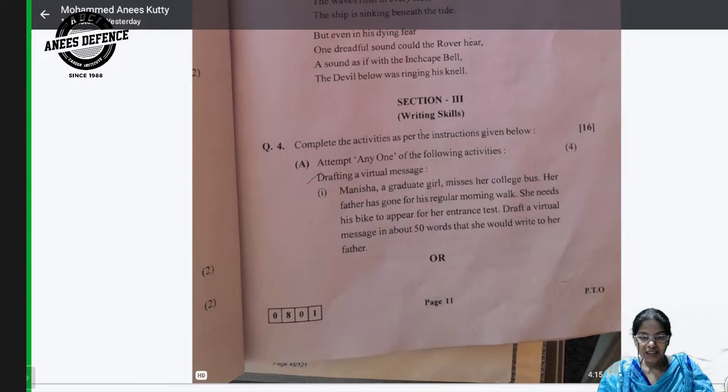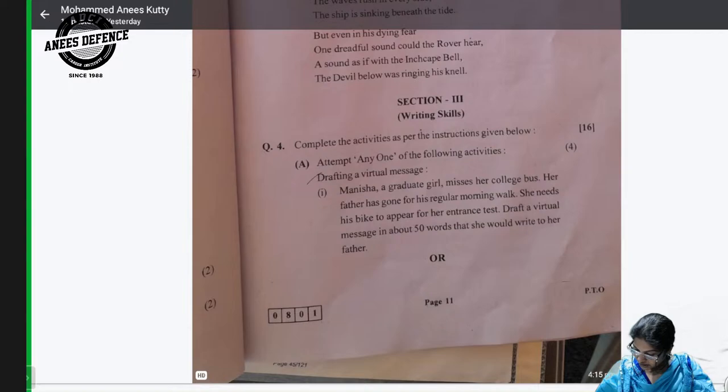All right. So going to the first part, question 4, where you had to attempt any one of the following. I'm sure you had a lot of options, so it makes life easier for you. And I'm sure you've had a lot of practice on each of those. The first one was drafting a virtual message.